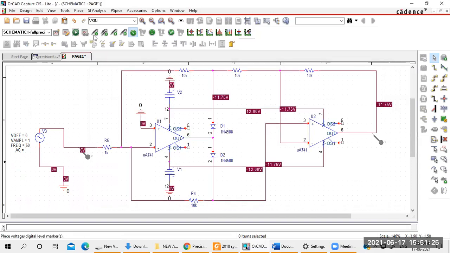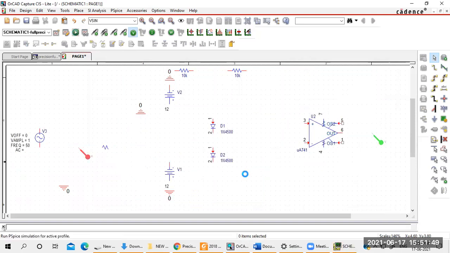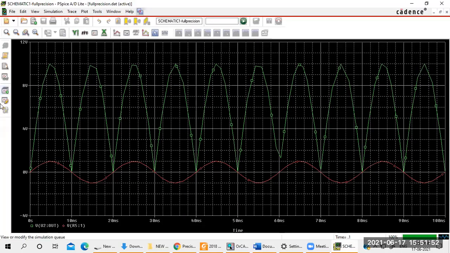Then you take the voltage marker. Place it across the output side of the op-amp, then the input side of the AC source. Keep it across the input side wire and the output of the op-amp. Then run PSpice here. Click run PSpice. Then you'll get an output here.